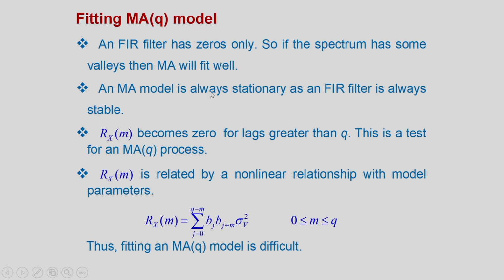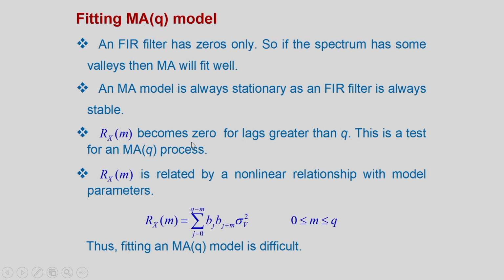An MA model is always stationary. Why? Because an FIR filter is always stable, and correspondingly xn will also be WSS, because h[n] is stable and xn is the output of a stable system driven by white noise, and therefore this output will also be stable, and stable in the sense of random process, it will be stationary. So, therefore, an MA model is always stationary, WSS in this case.